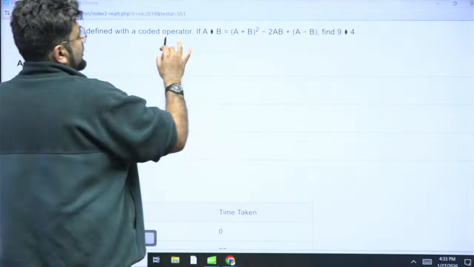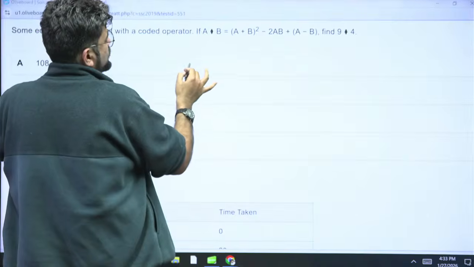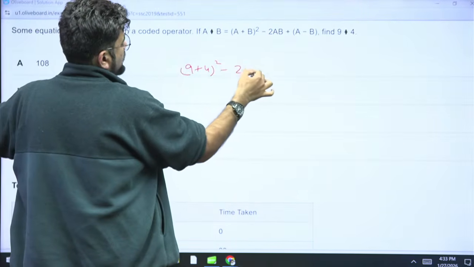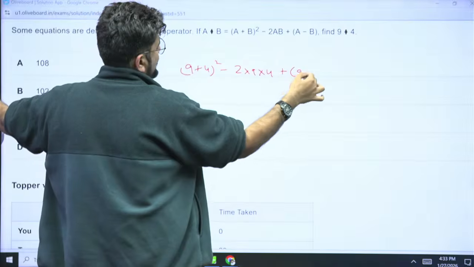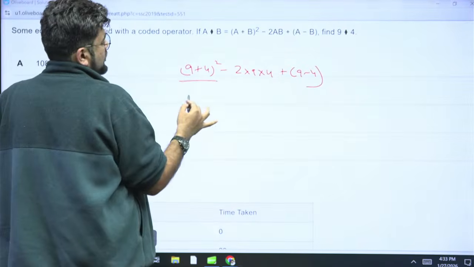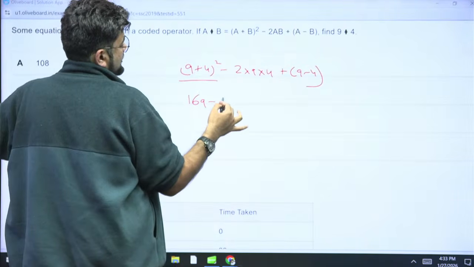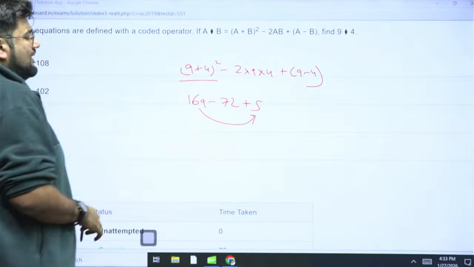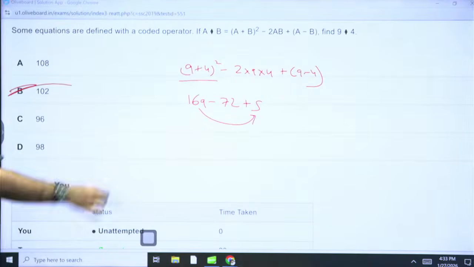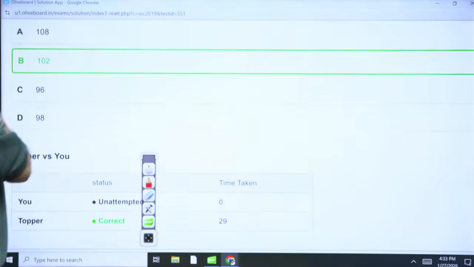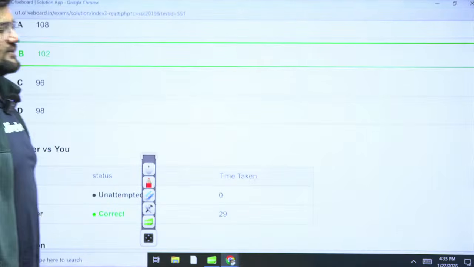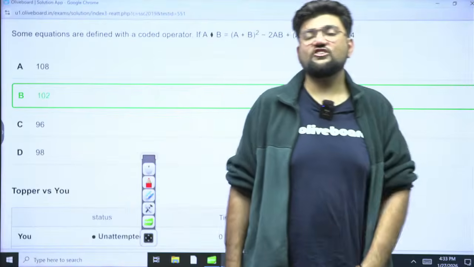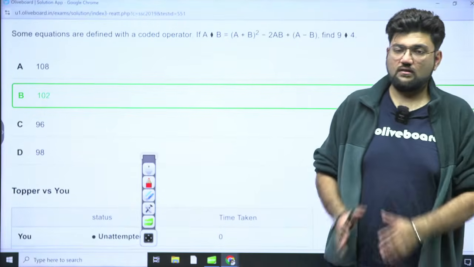So there is a coded operator given. You need to find this for 9 into 4. So 9 into 4 means (9 plus 4) whole square minus 2 into 9 into 4 plus (9 minus 4). Okay, so this is 13 square, 169, minus 36 into 2, 72, plus 5. 169 plus 5 is 174, minus 72 is 102. Option B. Mental maths, that's all we are doing here. 29 seconds, and with that we are done and dusted with the discussion of the CGL Tier 1 live mock, the logical reasoning section.